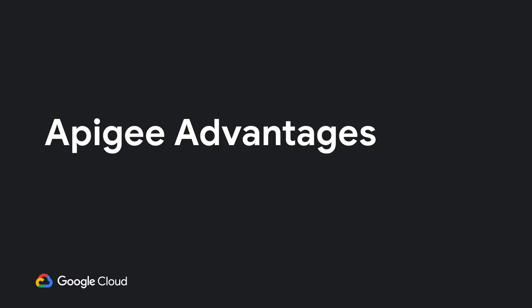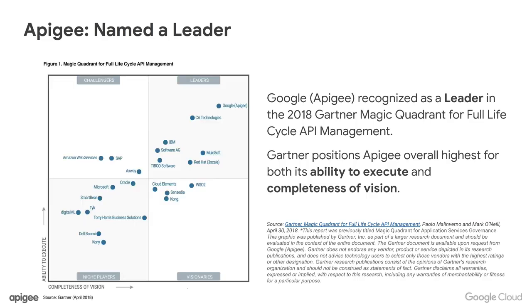So let's talk about some advantages that Apigee has over other solutions in the marketplace. In Gartner's recent Magic Quadrant survey, they found Apigee to be a leader, and they ranked Apigee highest in terms of the ability to execute and the completeness of their vision. You can find more about this on the Apigee website.